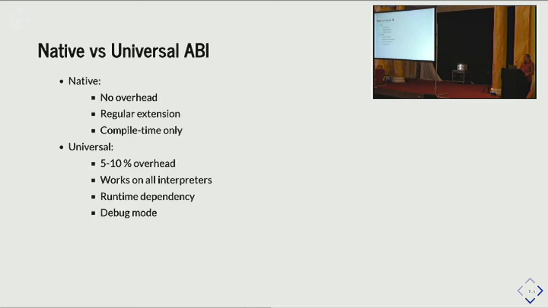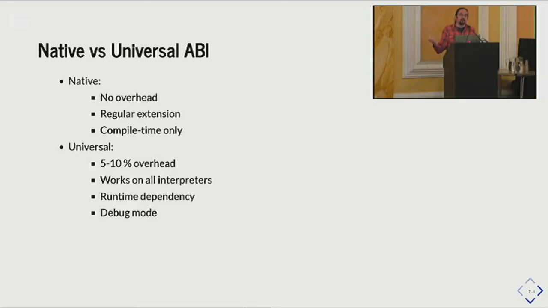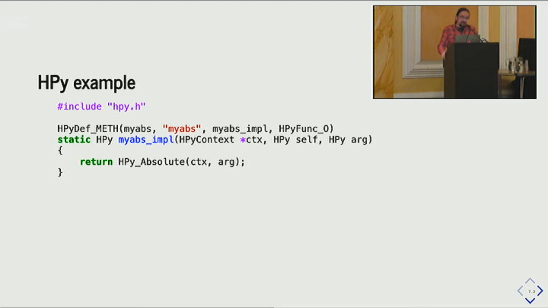We have two implementations on CPython. In one, HPy acts as a wrapper around the C API, and the other really enables what we call universal mode, where you compile only once. The reason we need the two is that this universal mode does introduce a bit of overhead. So let me show you what HPy looks like.